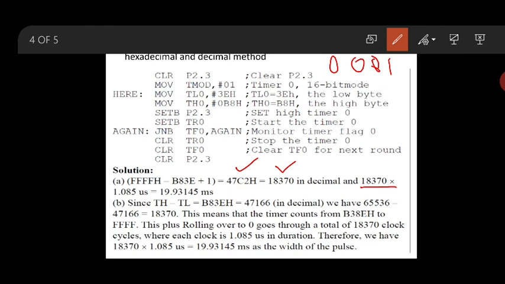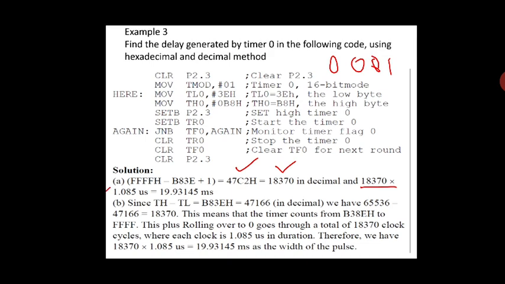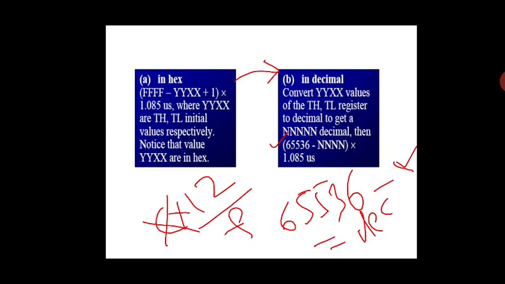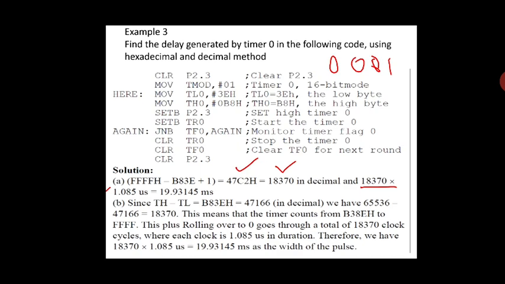This value you multiply with 1.085. By default, if no frequency is given, you consider 12 megahertz, and you will get the time interval of 19.93145 milliseconds. Now there is one more method, the decimal method. It is simple, there is nothing to do here.